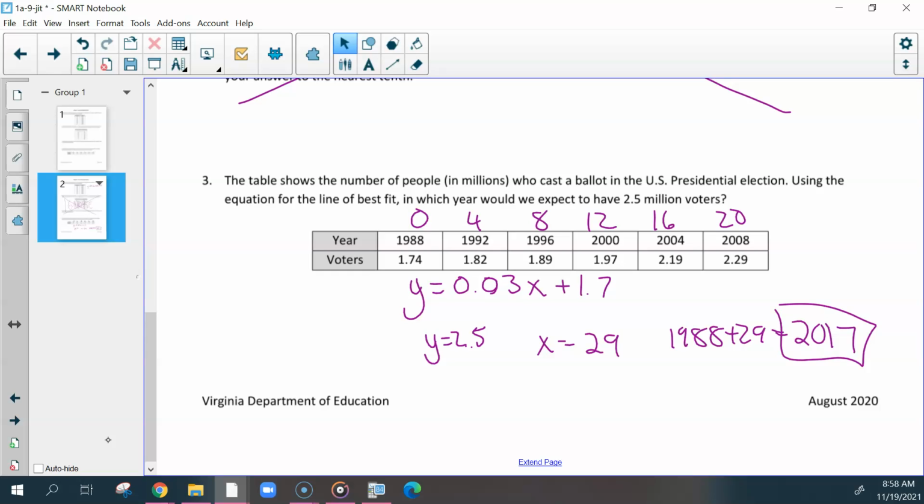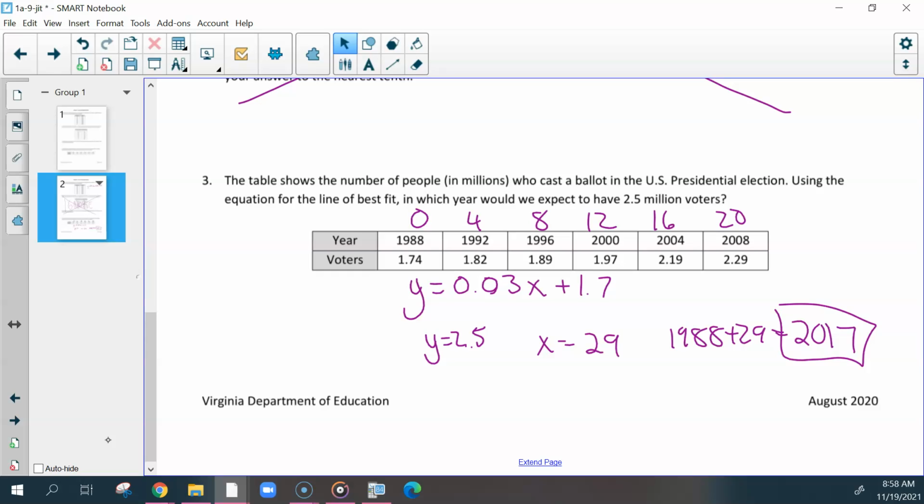So if you put 2.5 in for X, you got an incorrect answer. What you needed to do was find which year would give you 2.5. So you could have done that a couple different ways. If you were in your calculator, you could have looked at your table to find when your Y value hits 2.5. It hits 2.5 at 29.